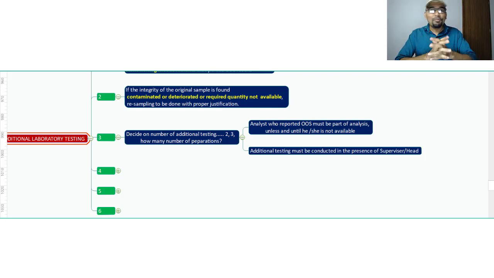And the second important point is that all the additional testing must be performed under the supervision of the expert, maybe the supervisor, or if not, the head of the department. It is very important.